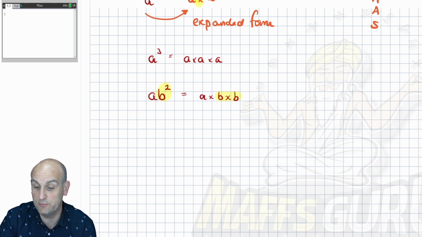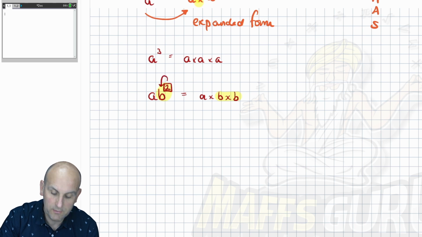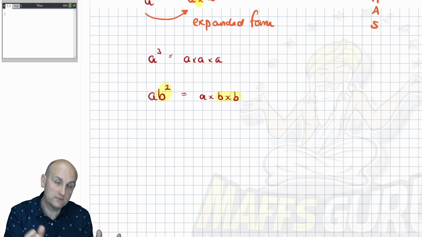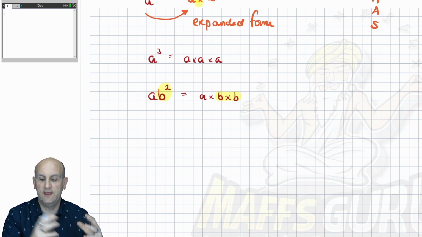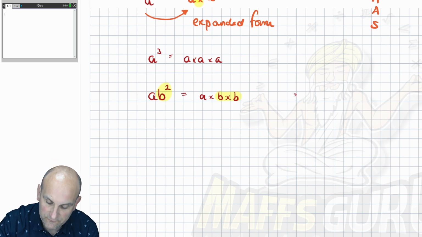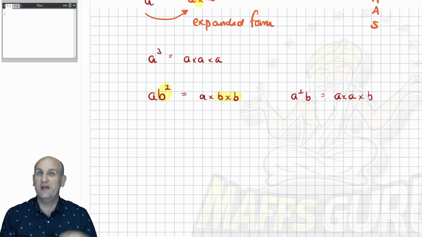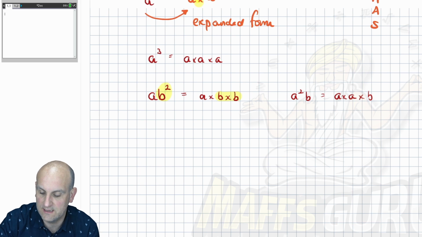And it's very, very important in maths to realize that at the moment, that floaty 2 belongs only to that b. Later on, it'll start belonging to other things, but if there are no brackets, then that floaty number belongs to just that letter. So that's going to be very different from a squared b, which tells me to do a times a, two a's and a b. All right, so that is sort of the start of where we're going from, multiplying all of these terms together.